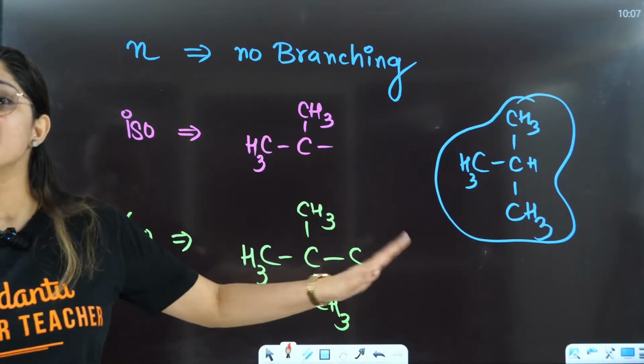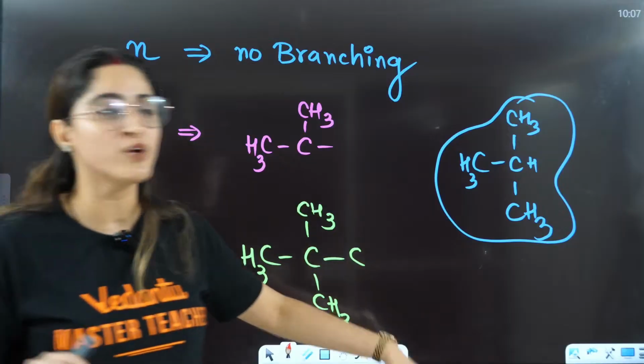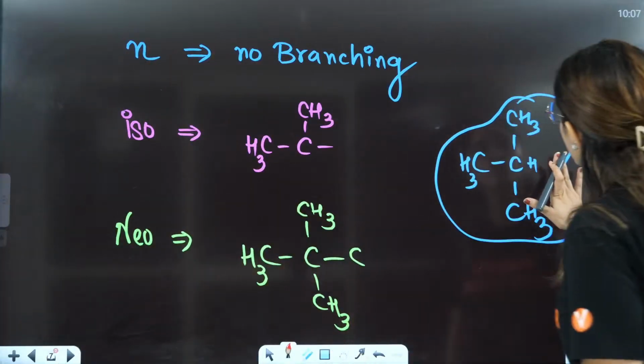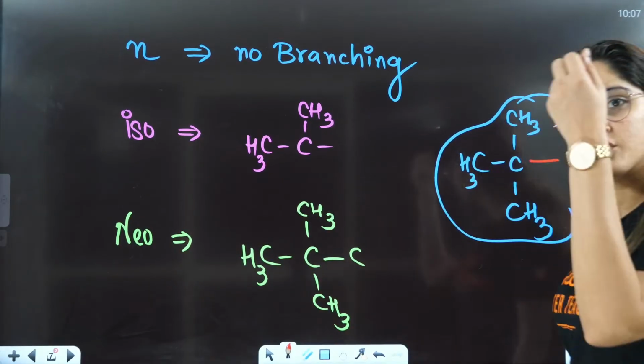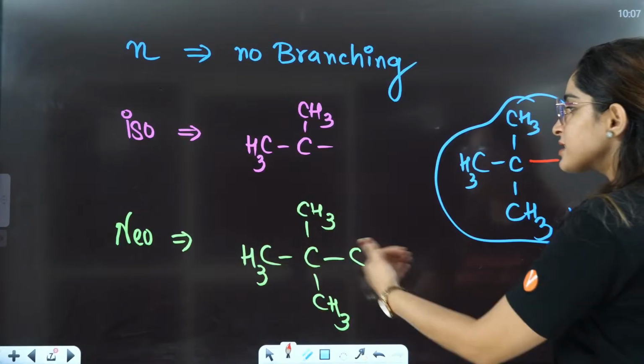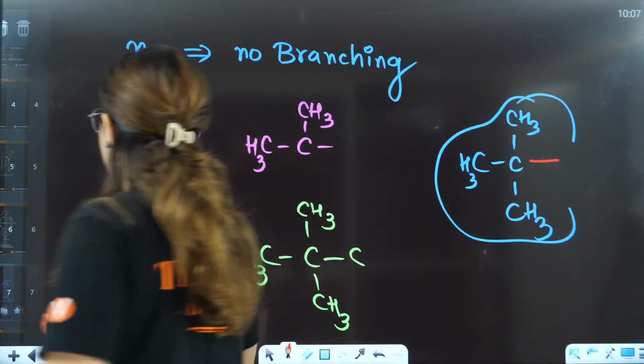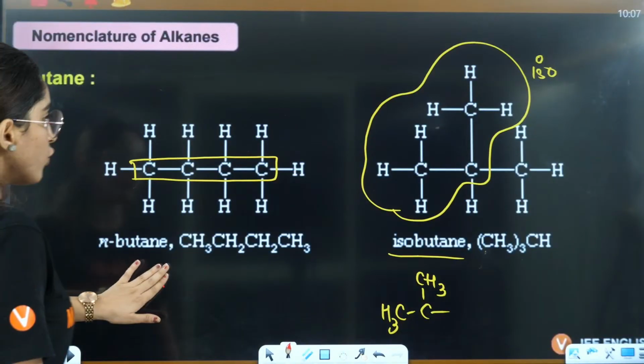No, right? This is not neo. This is not neo, guys. Neo means you should have 4 carbons connected to it. Neo-butane does not exist only. It exists from neopentane. That is the reason here we have not written neo-butane.